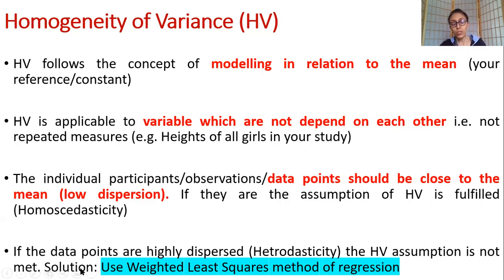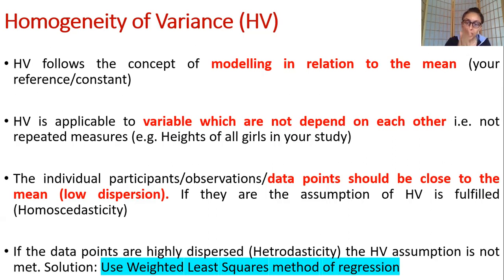Okay. So yes, homogeneity of variance is applicable to variables which are not dependent on each other. Again, this is important, meaning you are measuring each individual just one time in your study. If you have measurements at 3 months, 6 months, 8 months, homogeneity of variance is not applicable. And as you may appreciate, regression in itself is not applicable. You have to do repeated measures analysis and something like that.